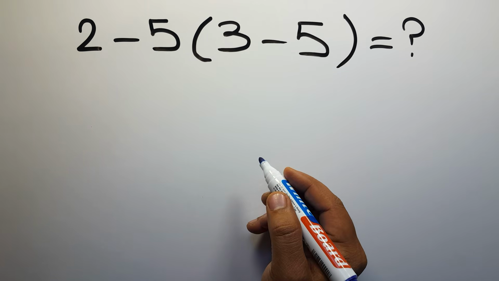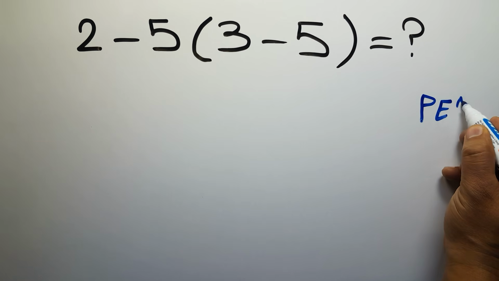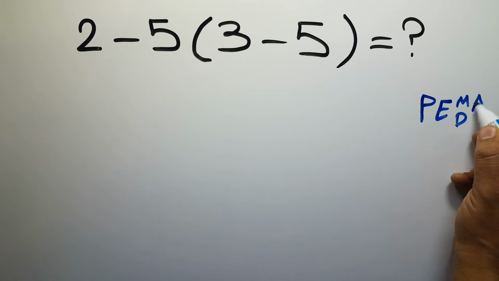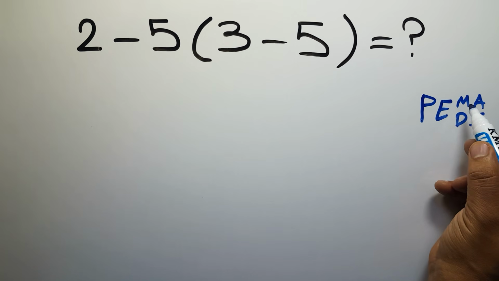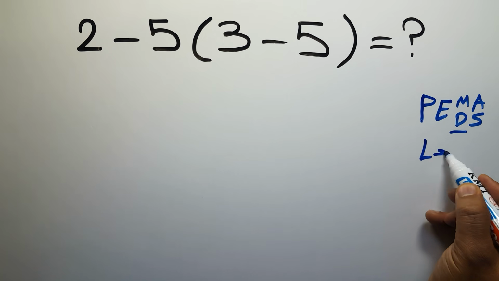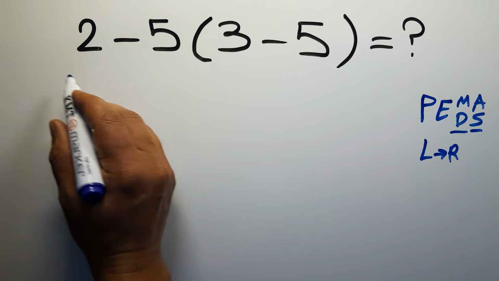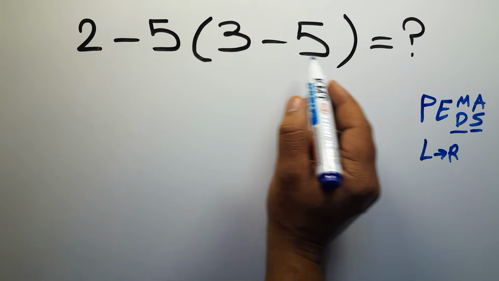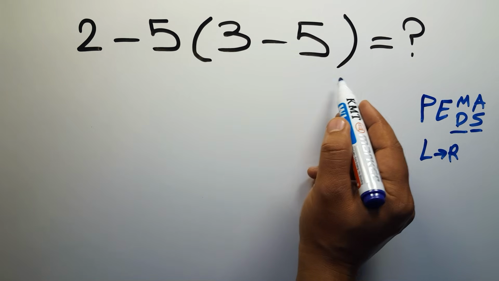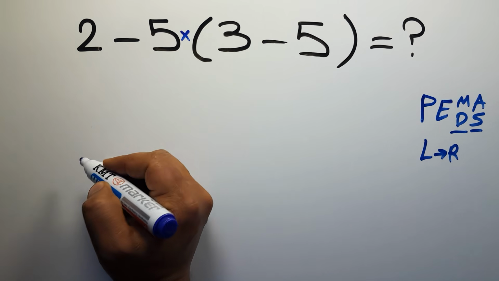According to the order of operations, first we have to do parentheses, then exponents, then multiplication or division, and finally addition or subtraction. Remember that multiplication and division have equal priority and we have to work from left to right. And the same applies to addition and subtraction. In this expression, first we have to do this parentheses, then this multiplication, and finally this subtraction.